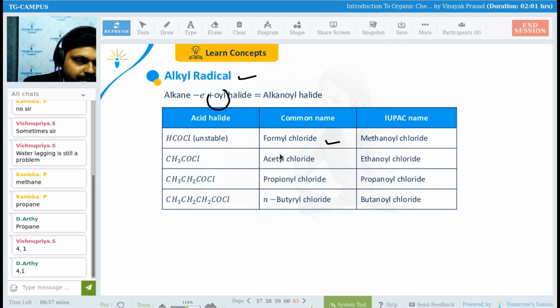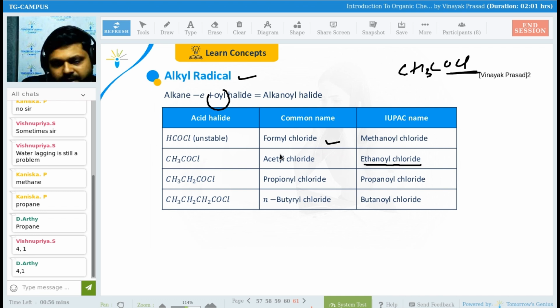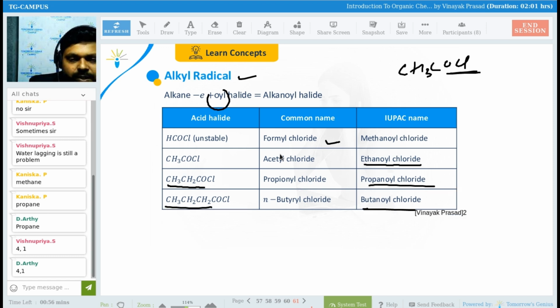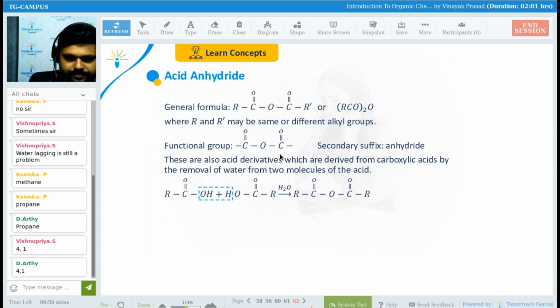Methanoyl chloride, right? For CH3COCl, it will be what? Ethanoyl chloride. Or, if CH3COCl is there, it is commonly acetyl chloride. Now in IUPAC we will be calling what? Ethanoyl chloride. CH3CH2COCl is there, so three carbon is there. So it is what? Propanoyl chloride. If 4 will be there, then butanoyl chloride will be there. Is it okay?